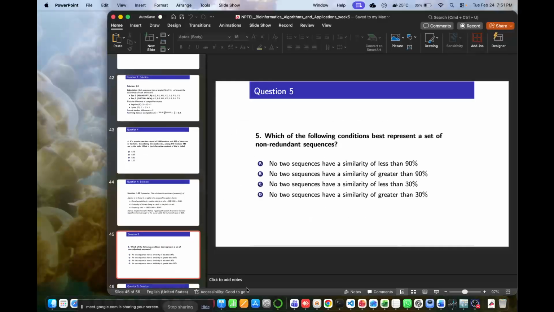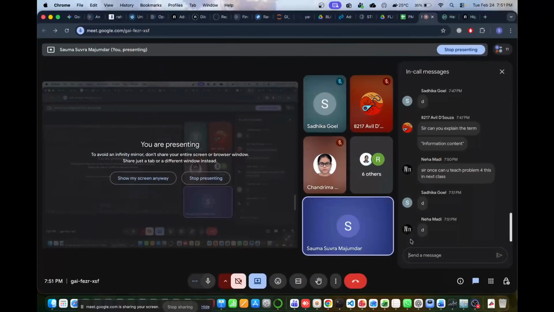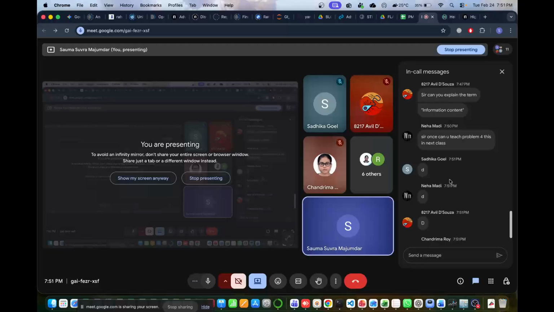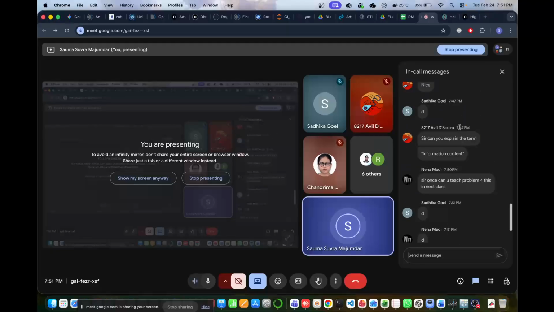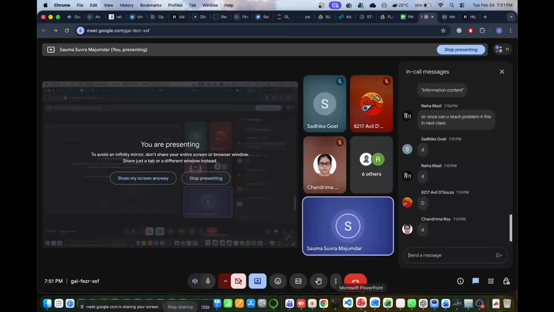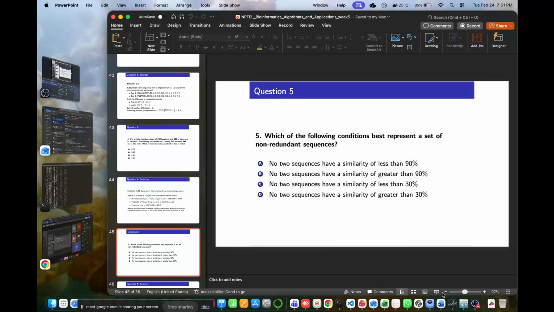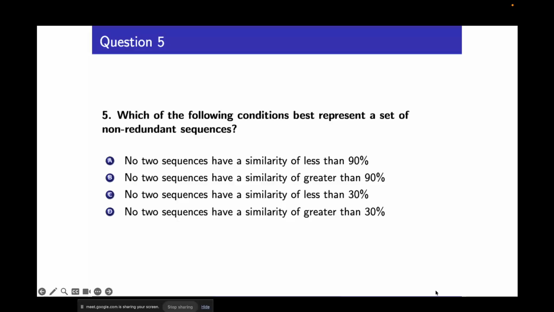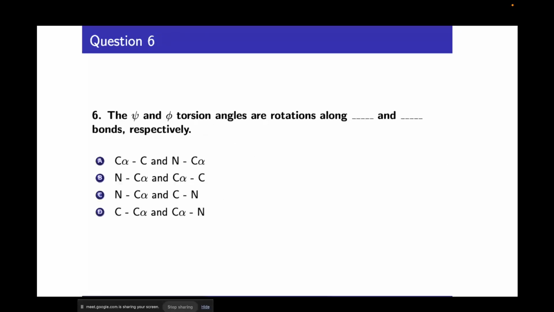And this is quite easy, I think. Yeah. So Avil and Neha, I'll get back to you in the next class. I'm also not very sure about this particular question. I'll get back to you. This one is fine. D is the correct answer. So the lower the sequence similarity, the better it is for non-redundant sequences. So that's fine. Okay.